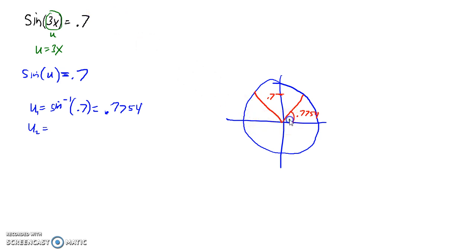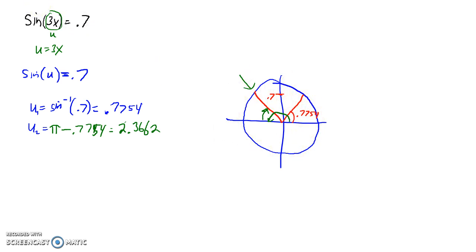My second angle with the same sine value will be here. And I can think of that as forward by pi, back by the same amount that we had here. And so this angle here will be pi back by 0.7754, and that will be about 2.3662. All right, and now we have ourselves two solutions, and you can see that any other solutions are going to have to be coterminal angles.